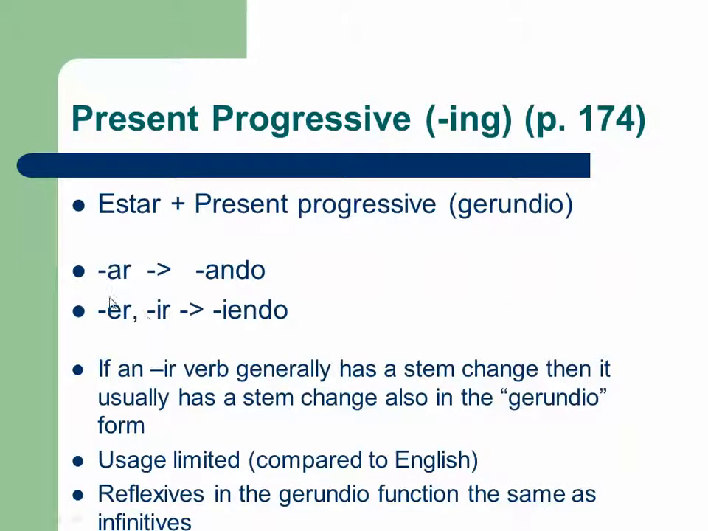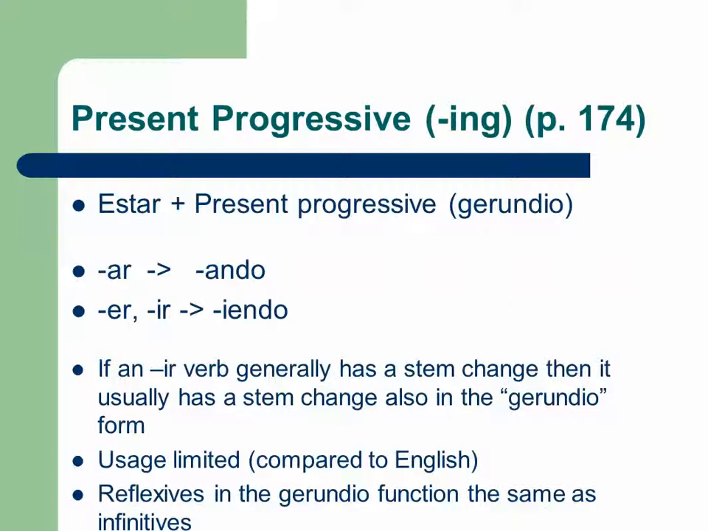And for AR verbs, you put ANDO. For ER verbs and IR verbs, you put INDO. So the ING is the NDO, and then you just keep the vowel from the original verb for that part of it. So, just a couple things to remember.